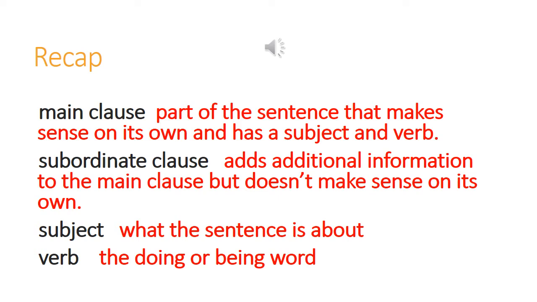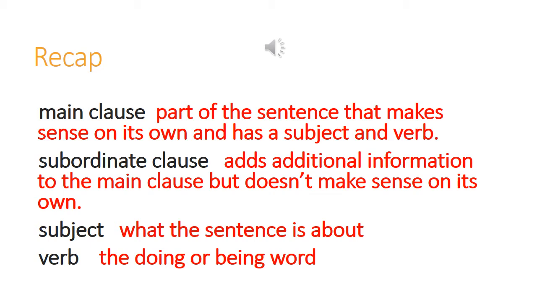Just as a reminder, a main clause is the part of the sentence that makes sense on its own and contains a subject and a verb. This can also be called a simple sentence. A subordinate clause is the part of the sentence that doesn't make sense on its own. It adds extra information to the main clause but needs to be attached to it for the sentence to make sense. A subordinate clause can follow a main clause or it can start a sentence. However, remember, if it starts a sentence, you must use a comma to separate the two clauses. A subject is what the sentence is about, and a verb is a doing or being word.